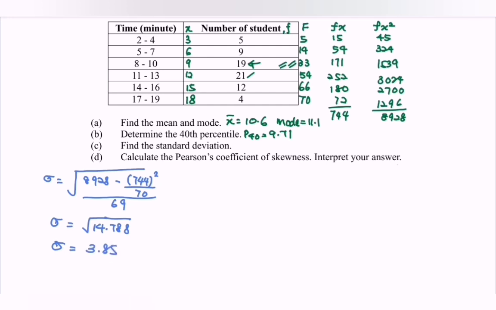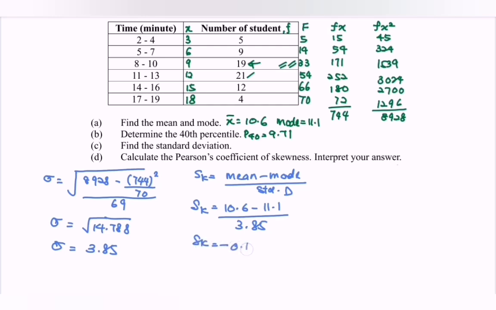Next, calculate the Pearson coefficient of skewness. We have SK equals mean minus the mode over the standard deviation. So the value of SK would be 10.6 minus 11.1 over the standard deviation, 3.85. So the value of SK would be negative 0.109. So we can say it is skewed to the left, or negatively skewed.